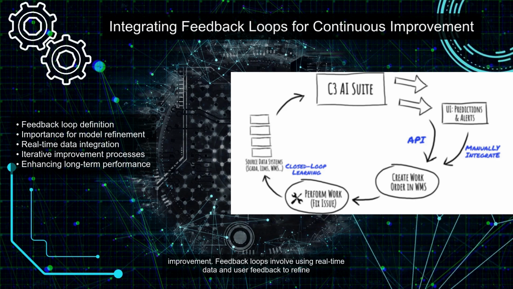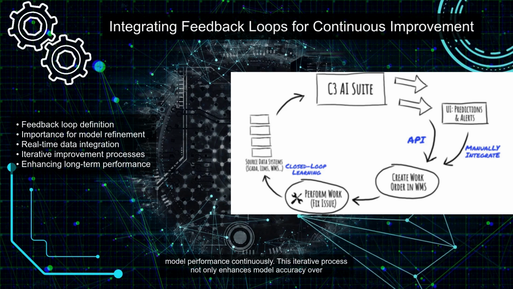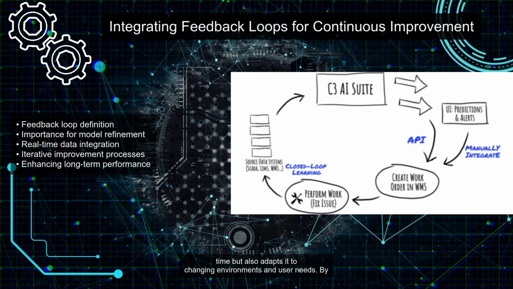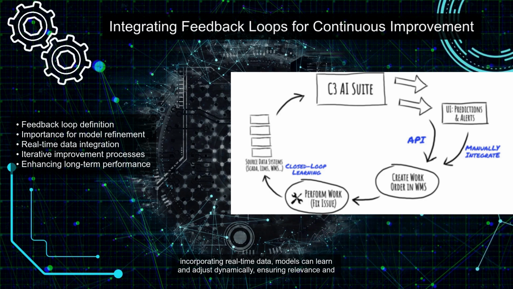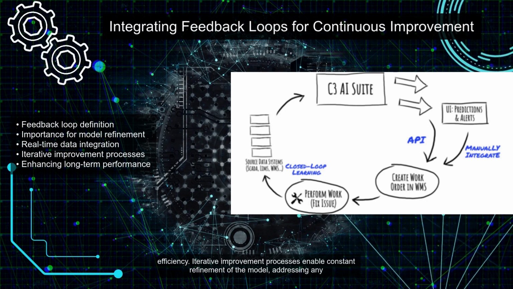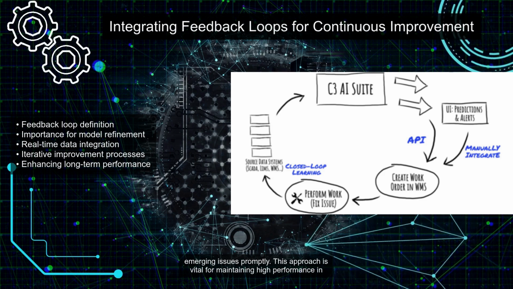Feedback loops involve using real-time data and user feedback to refine model performance continuously. This iterative process not only enhances model accuracy over time but also adapts it to changing environments and user needs. By incorporating real-time data, models can learn and adjust dynamically, ensuring relevance and efficiency. Iterative improvement processes enable constant refinement of the model, addressing any emerging issues promptly.